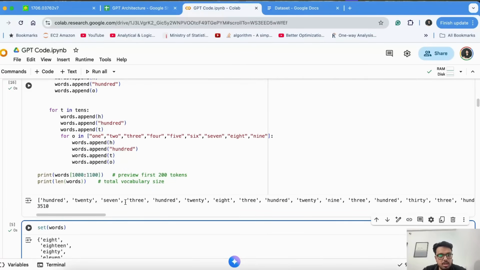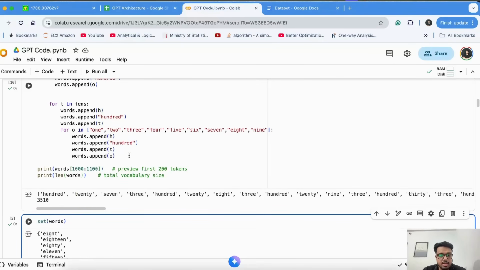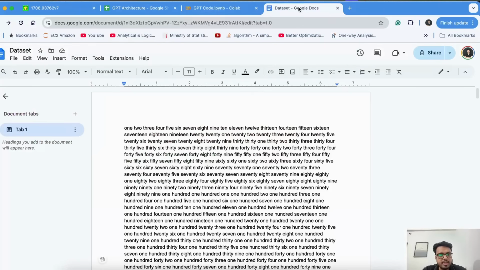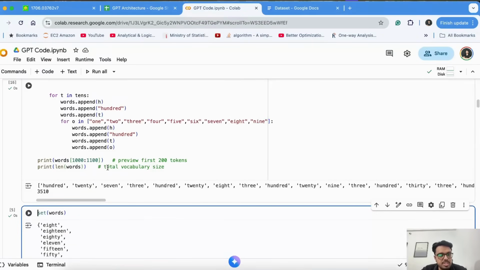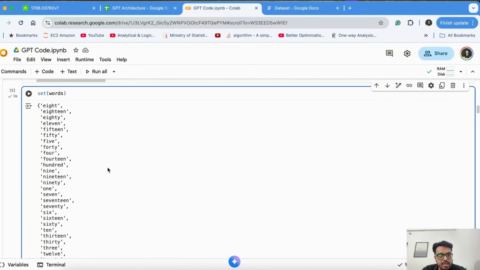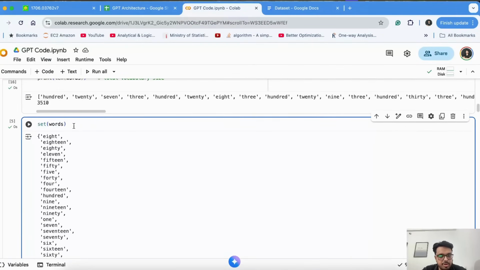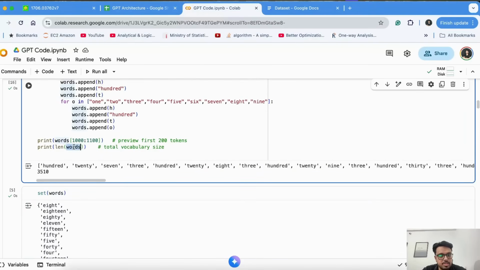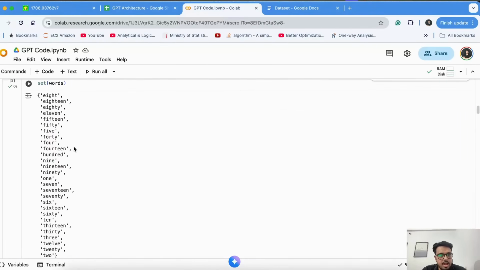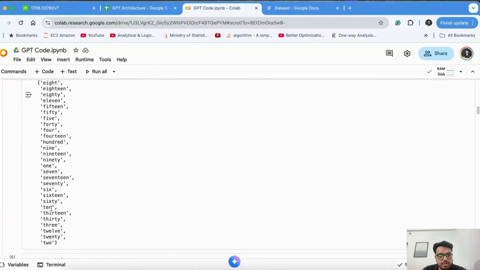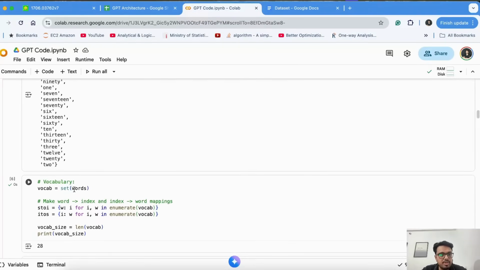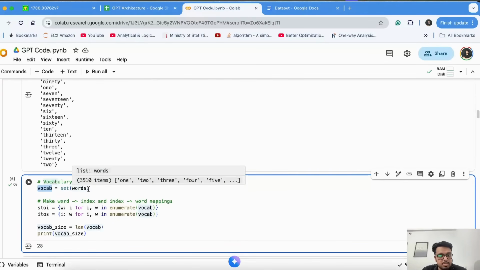I've printed some samples in between, but this is actually a longer data set, which is something similar to what we have already discussed. Once we have done this, we see the unique words. I call a set constructor on top of the words variable that we have just created, and you can see that these are the unique words that constitute that particular data set. We will be defining that as vocab, so this becomes our vocabulary.